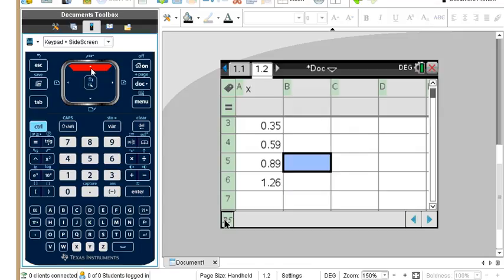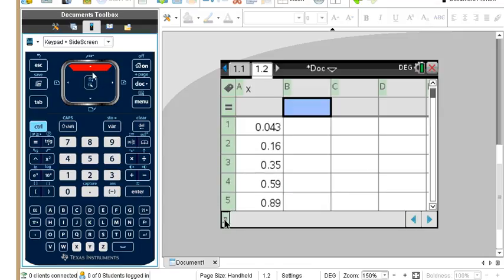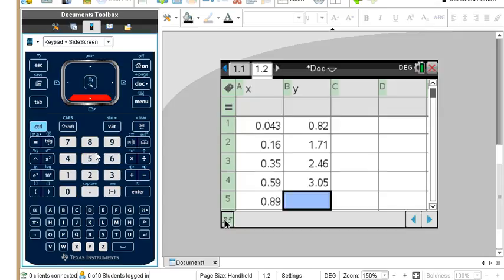Then coming over here, go to the other column, put y up here. We have output value of 0.82. Next one is 1.71. Then we have 2.46. We have 3.05. We have 3.74. And then we have 4.5 rounded.